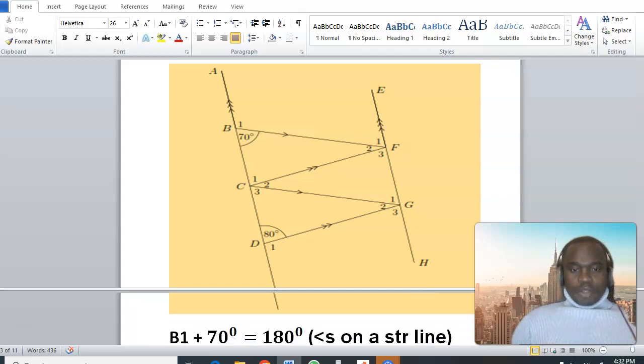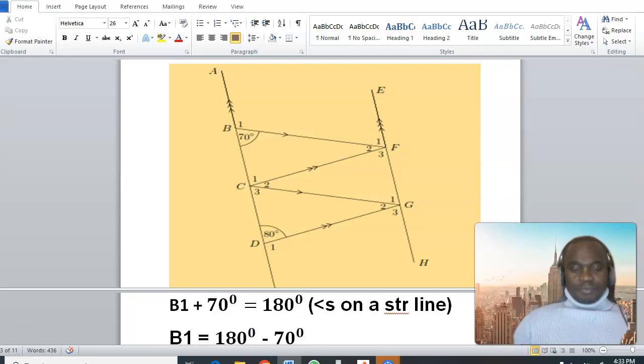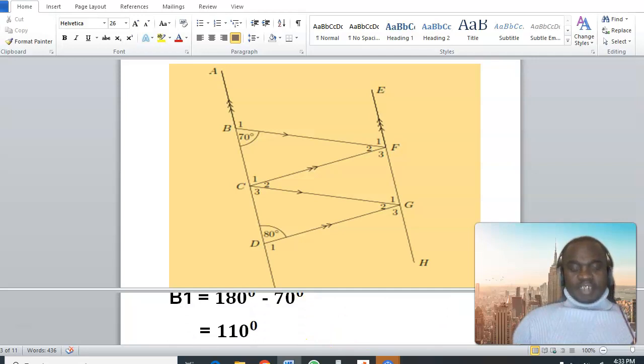Okay, we want to calculate B1. You see that B1 lies on this straight line. So B1 plus 70 degrees should be equal to 180. This is angle on a straight line. And we are going to simplify. So 180, this is plus 70, this is going to be minus 70 degrees. And this is going to give us 110 degrees.